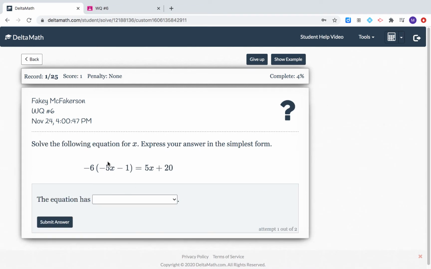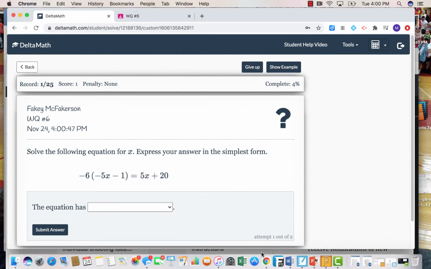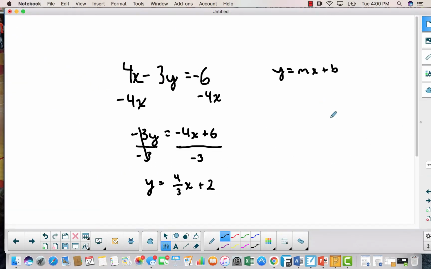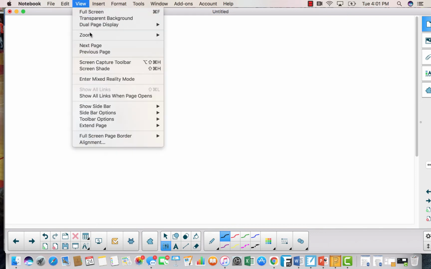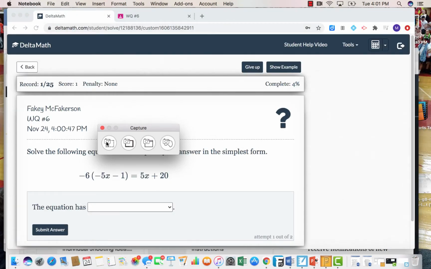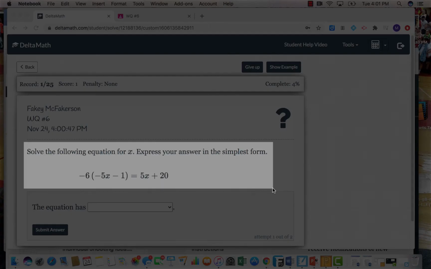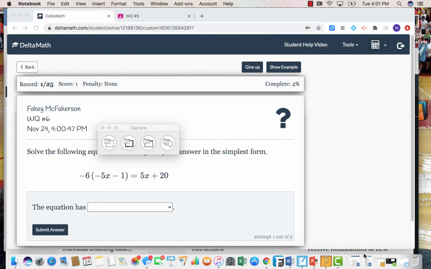This one right here looks like it's a little bit more complicated. So what I'm going to do is I'm going to do the work out off to the side here. And in your notebooks, what we expect from you is for you to show your work on a problem like this, because I don't think I could solve this in my head. And I've been teaching math for a couple of years now. So it says solve the following equation for x, and then make sure you express it in simplest form.